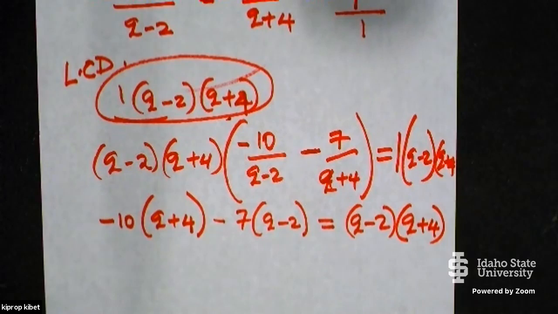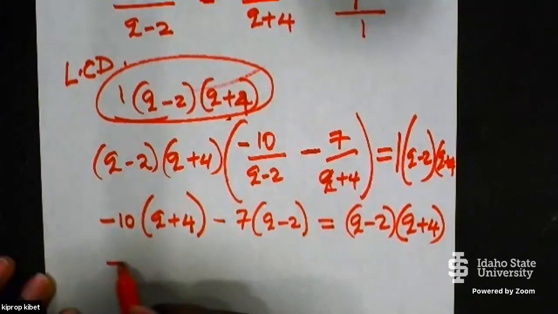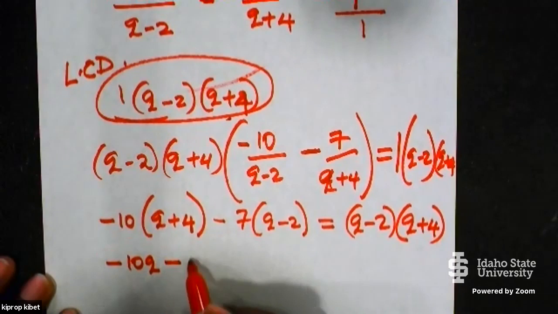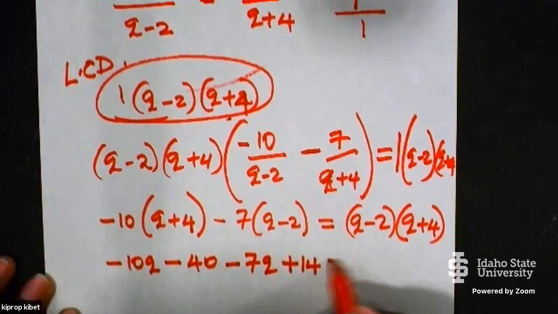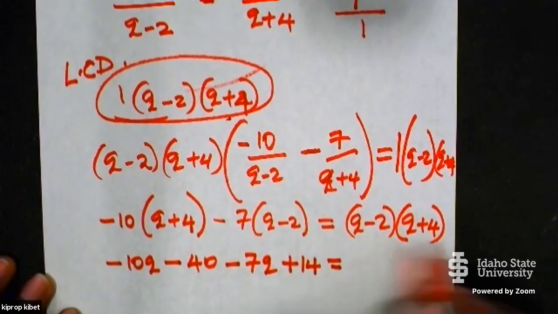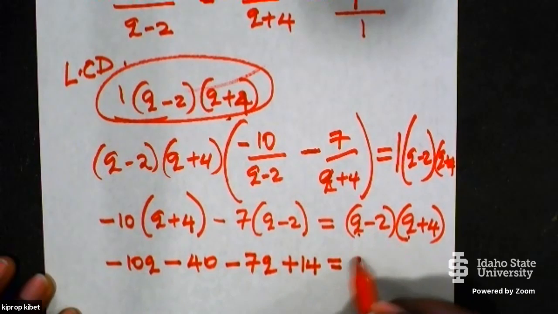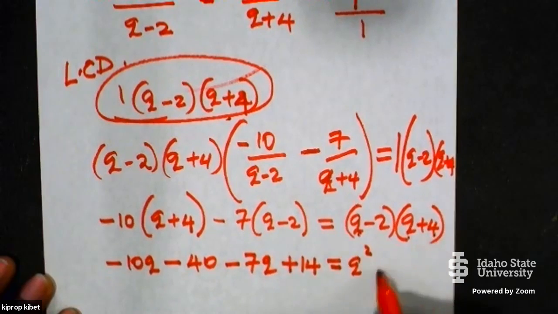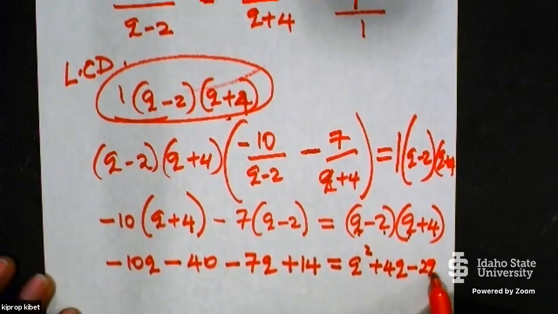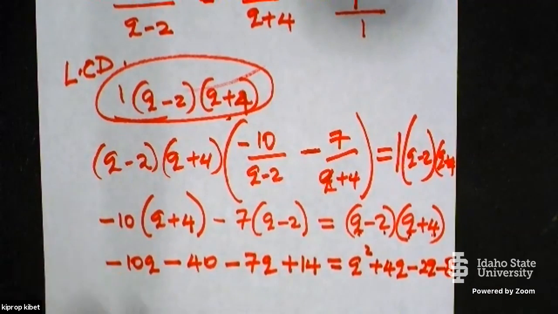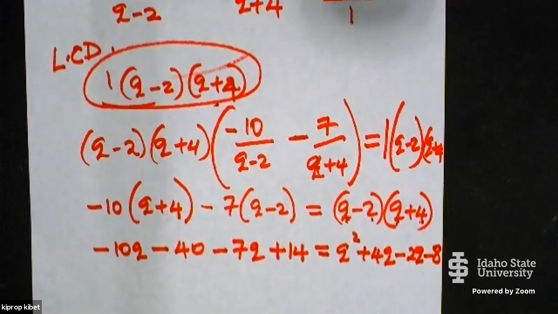Now you simplify. So you open the brackets. So minus 10q minus 40 minus 7q plus 14 equals, you can simplify this. So when you simplify this, what will you get? This and this will be q squared. This and this is plus 4q. This and this is minus 2. This and this is minus 8. Okay? Are we together?